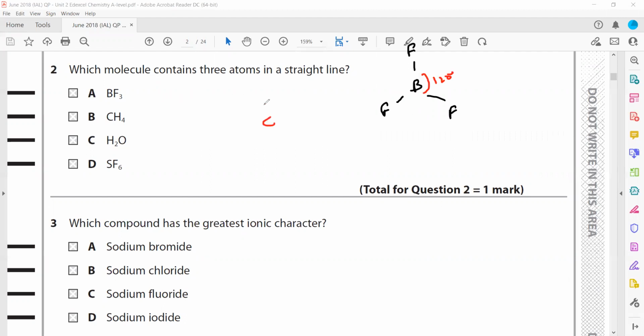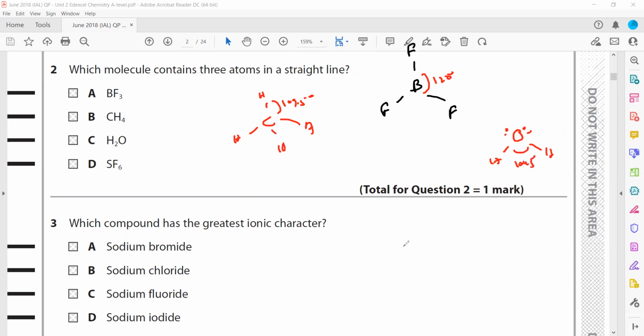CH4, carbon, methane is there. The bond angle will be 109.5, tetrahedral structure. So the 3 atoms are not in a straight line in CH4. H2O: oxygen has 2 lone pairs and 2 bond pairs. So it is a bent or V shape with a bond angle of 104.5.